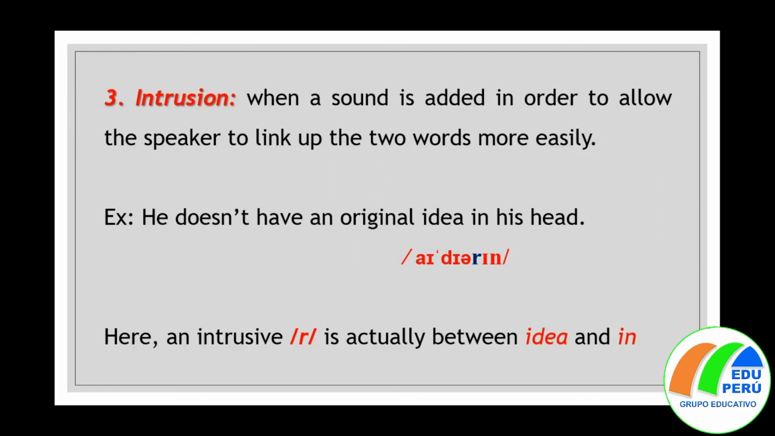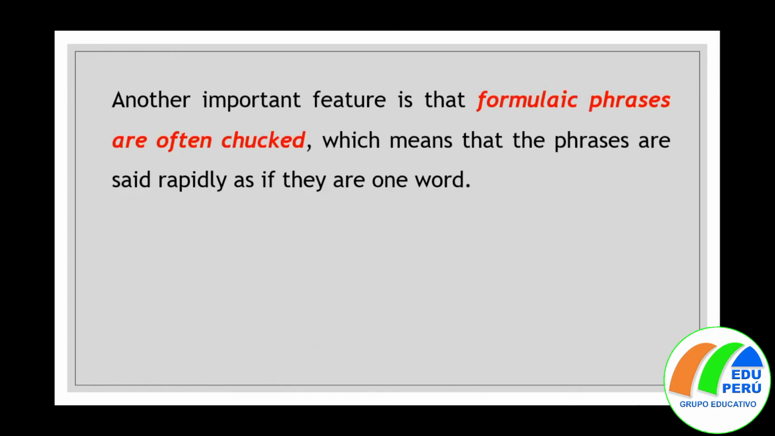Let's continue. So this is another one. Another important feature is that formulaic phrases are often chopped, which means that the phrases are said rapidly as if they are one word. No, this is very important. So you join words and you say these words together and it seems to be just one word. You say them rapidly as if they are one word. For example, you have this.